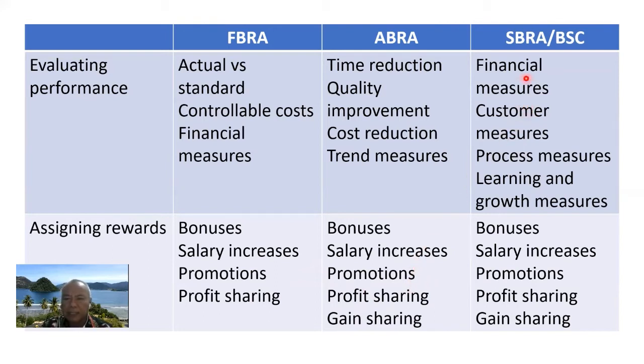So in the strategic based responsibility accounting, or balanced scorecard, actually the same as activity based responsibility accounting, we assign rewards. It can be a bonus, salary increase, promotion, profit sharing, and gain sharing. Actually, the objective of giving rewards using gain sharing is to create a continuous improvement culture. So everyone in the organization will try to find ways to make improvements, and they will get a gain sharing.